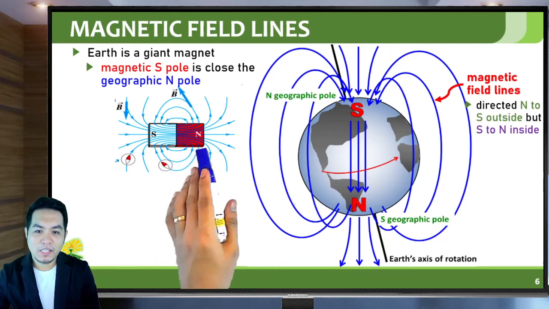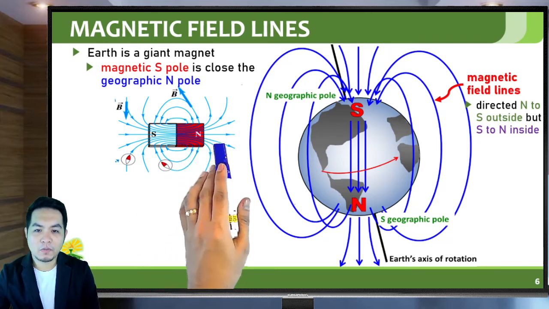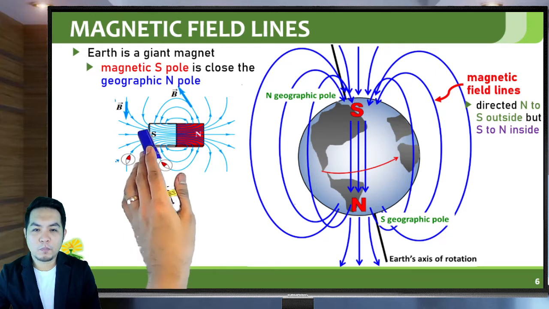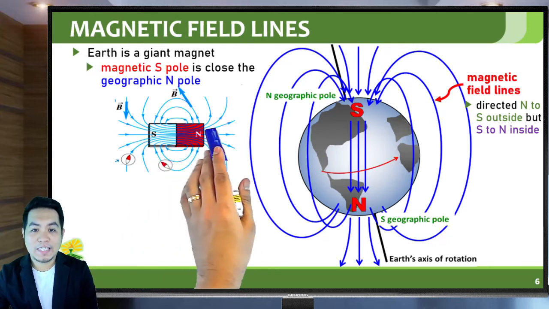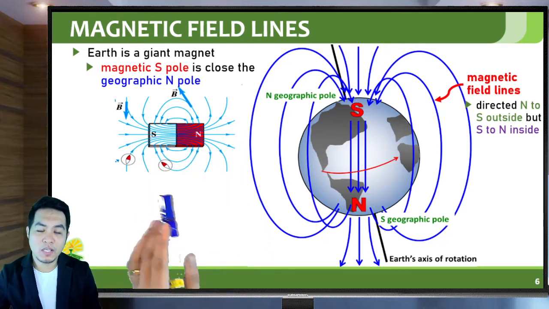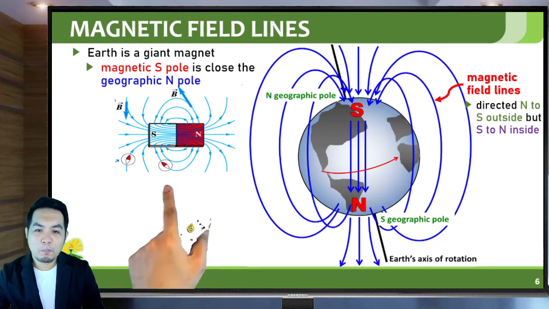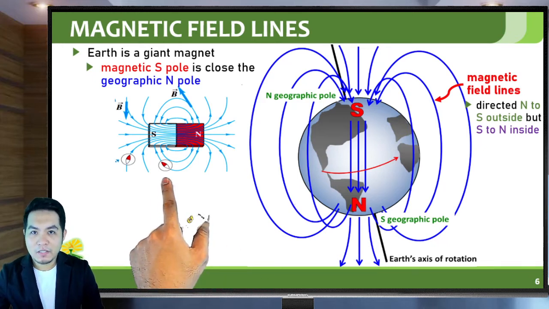So you will see here that magnetic field lines come out of the North Pole, go to the South Pole, and then from south to north inside. So it forms continuous loops. Now, when you place a compass, the needle is actually a magnet.